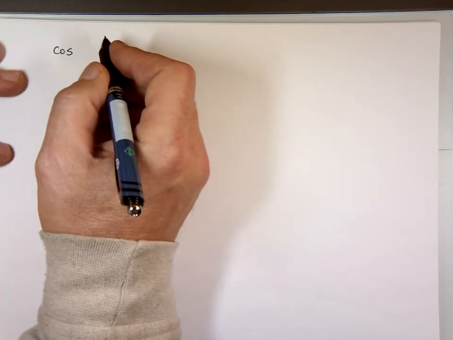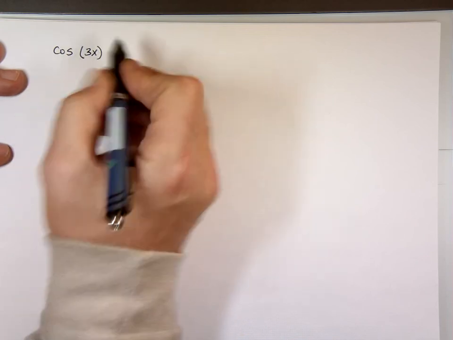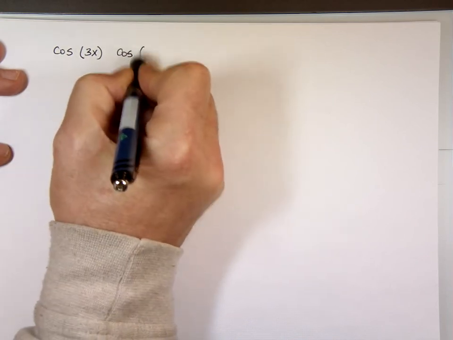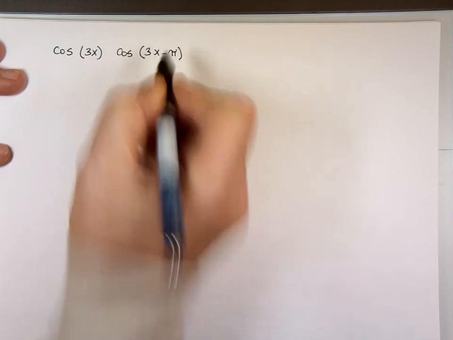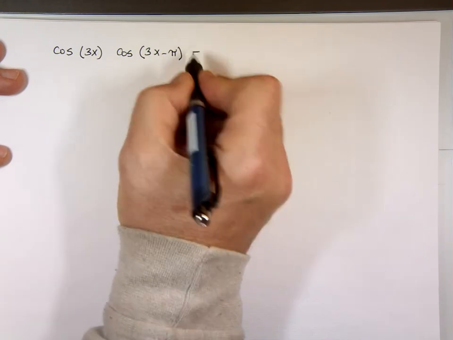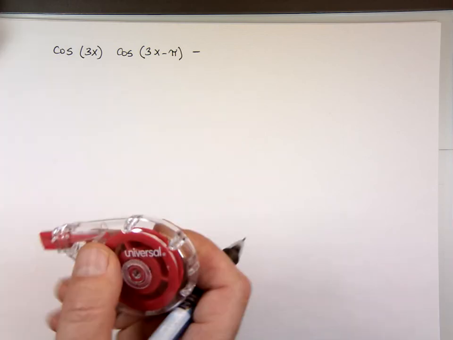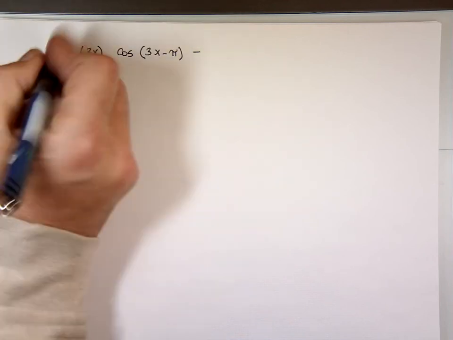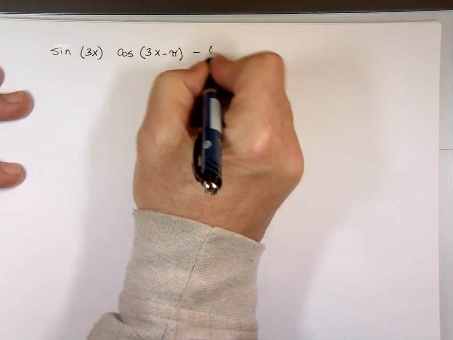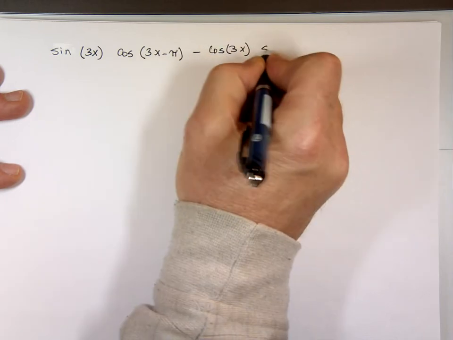Cosine 3x cosine 3x minus pi minus, the first one is sine 3x. Let's do sine 3x minus cosine 3x sine 3x minus pi.